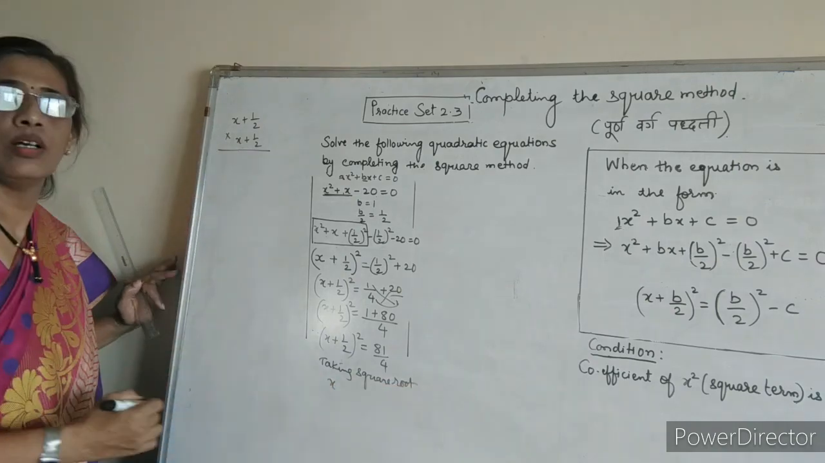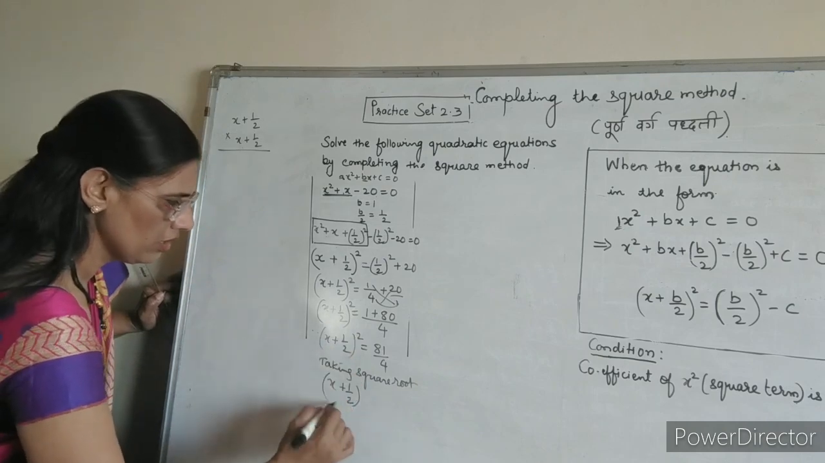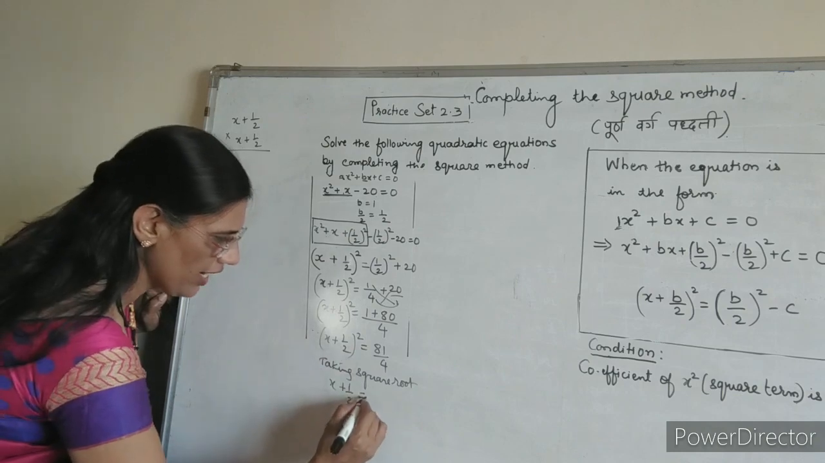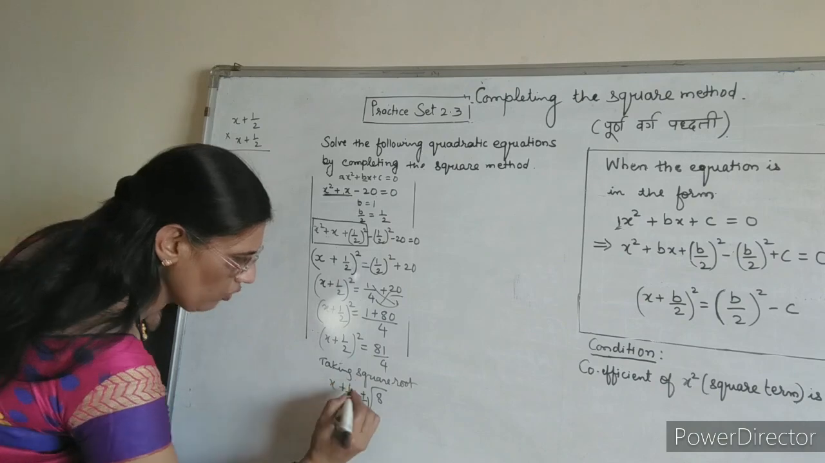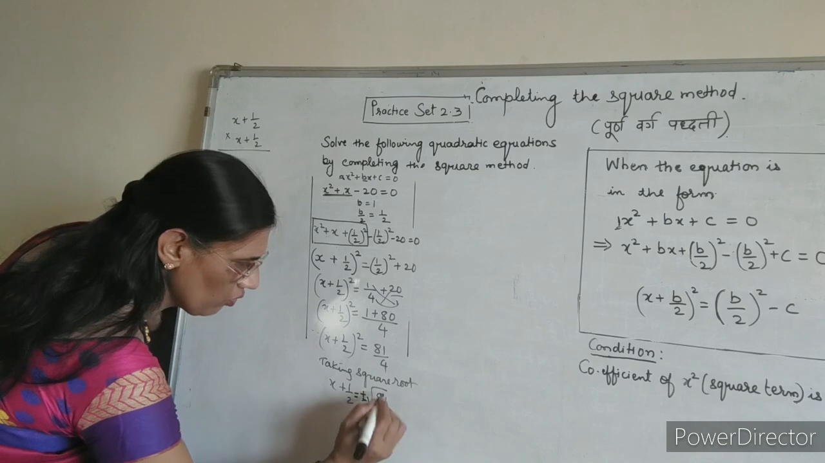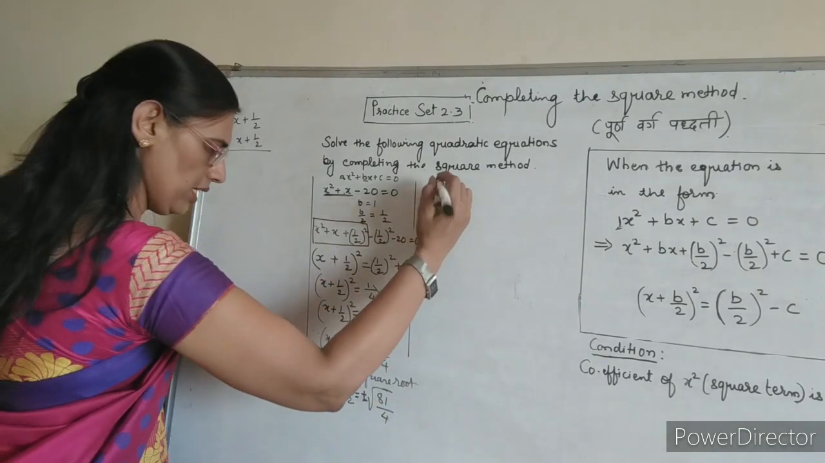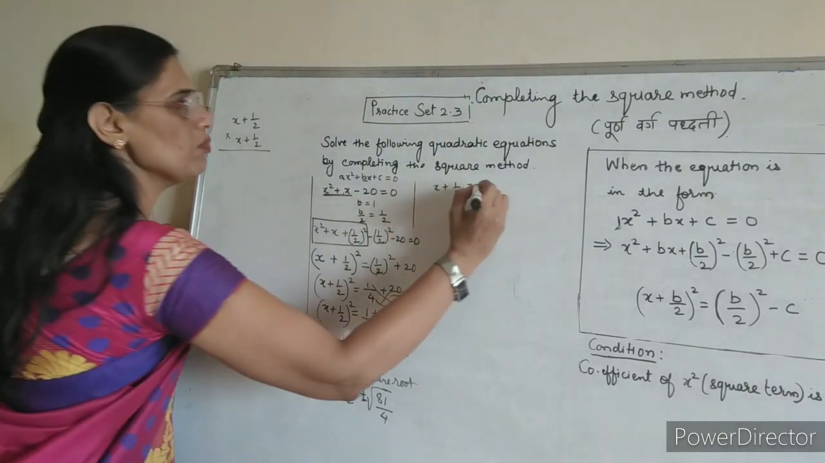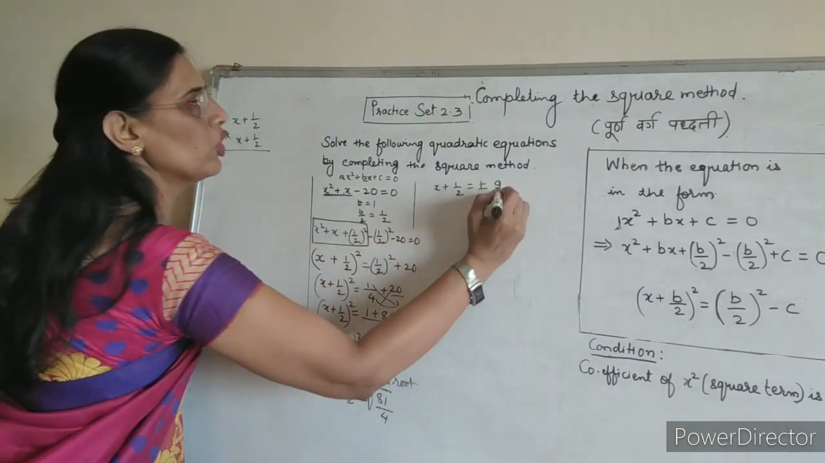x plus 1 upon 2. If you take square root, then you will get simply x plus 1 upon 2, and square root plus minus along with this sign. Remember well, plus minus square root 81 upon 4. Now we get here x plus 1 upon 2 is equal to plus minus. We know square root 81 is 9. We know square root 4 is 2.